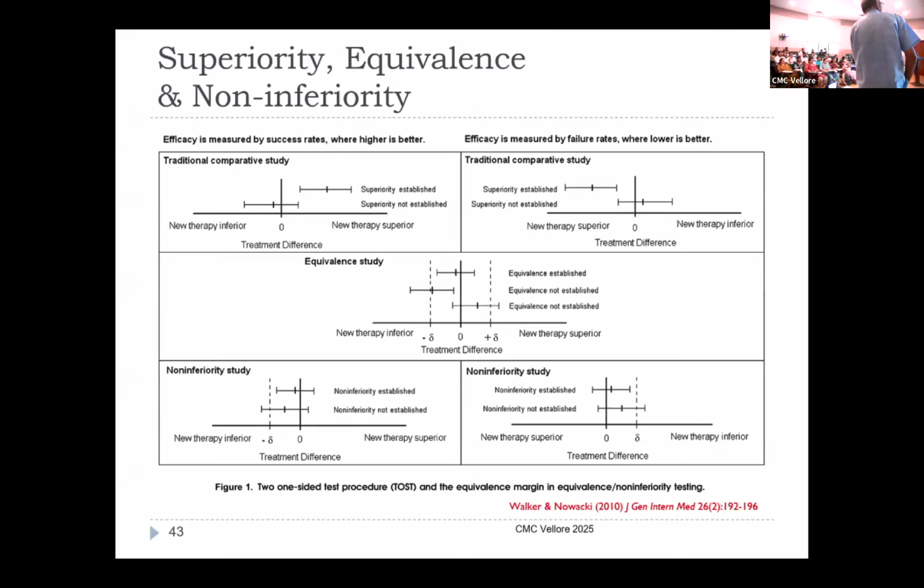If it's a bad thing, it's the opposite. So it's the mirror image here. Then you want this to not include 0. You want the confidence interval to be on this side. Equivalence is that you have to be between these two bars, and this is equivalence only.